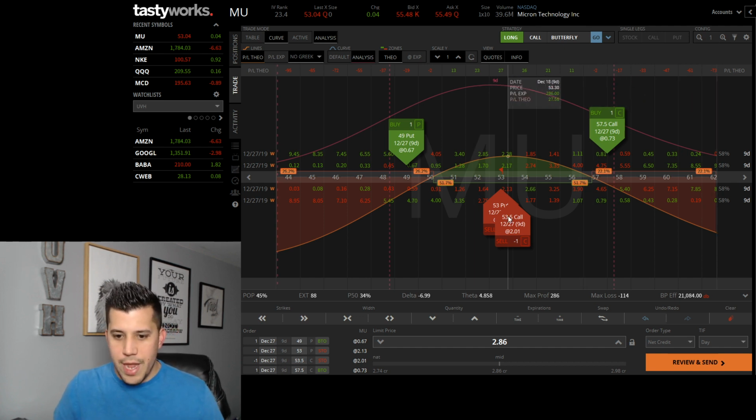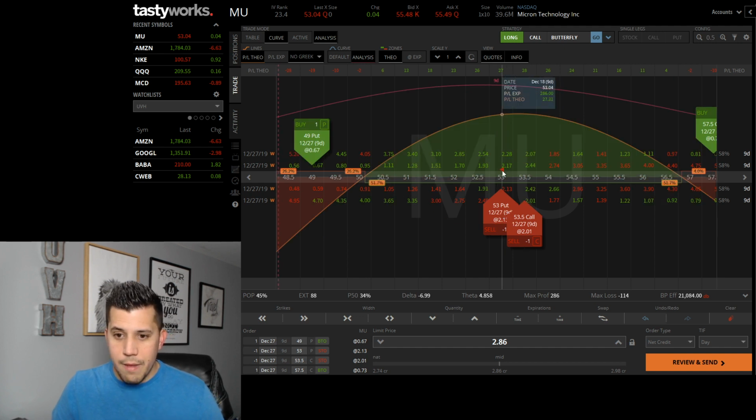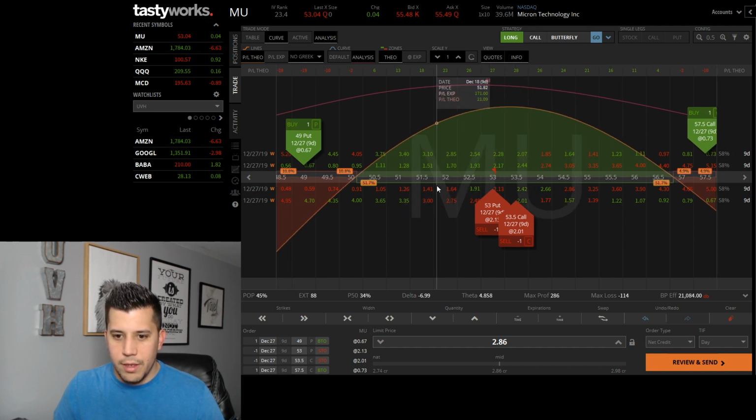So this is my position that I'm thinking about, right? And if you can see this little red flag right here symbolizes where the stock price currently is. So it's at 53.04, and as you can see right here, this bar in the middle right here, 53, 53 and a half, 54, 54 and a half, measures the stock price, right? And this visualizes where those calls or where those puts are.